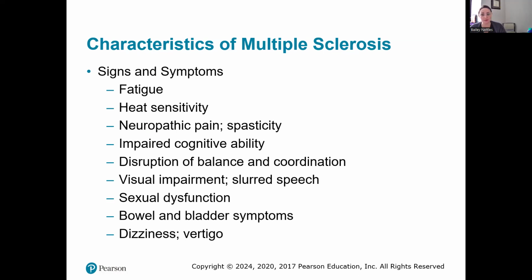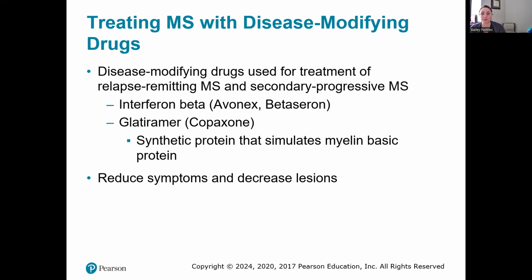Okay. Like I said, you can have visual impairment, sexual dysfunction, lots of your nerves control your body. You can have all kinds of crazy symptoms. So it's really hard to diagnose because it's got a very wide range of symptoms. So we use disease modifying drugs. So we want to treat either relapsing-remitting multiple sclerosis or secondary progressive multiple sclerosis. A couple examples are the interferons and glatiramer.